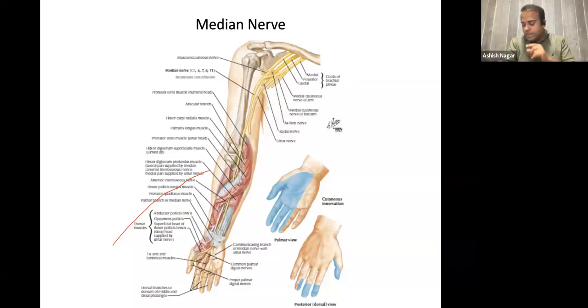And then, of course, it passes through between the two heads of pronator teres in your front of the forearm, and then again, it passes through आपका carpal tunnel. So carpal tunnel and pronator teres, these are two very common entrapment syndromes that you might have to treat.